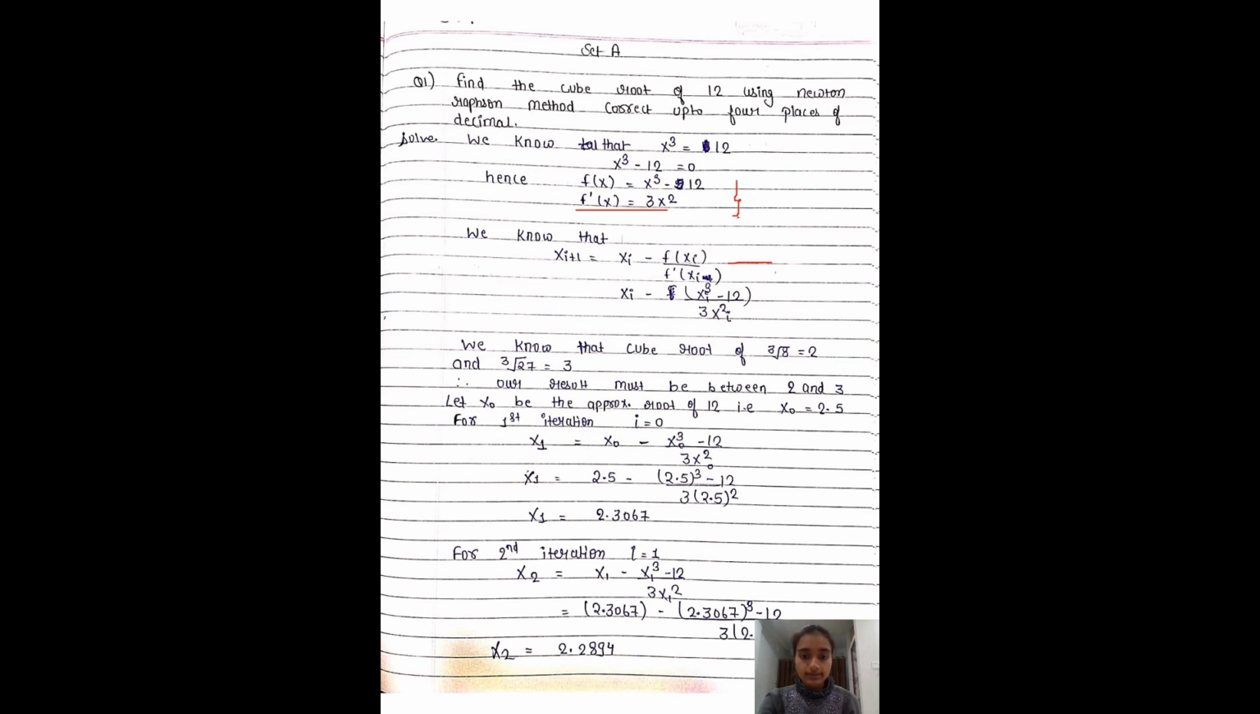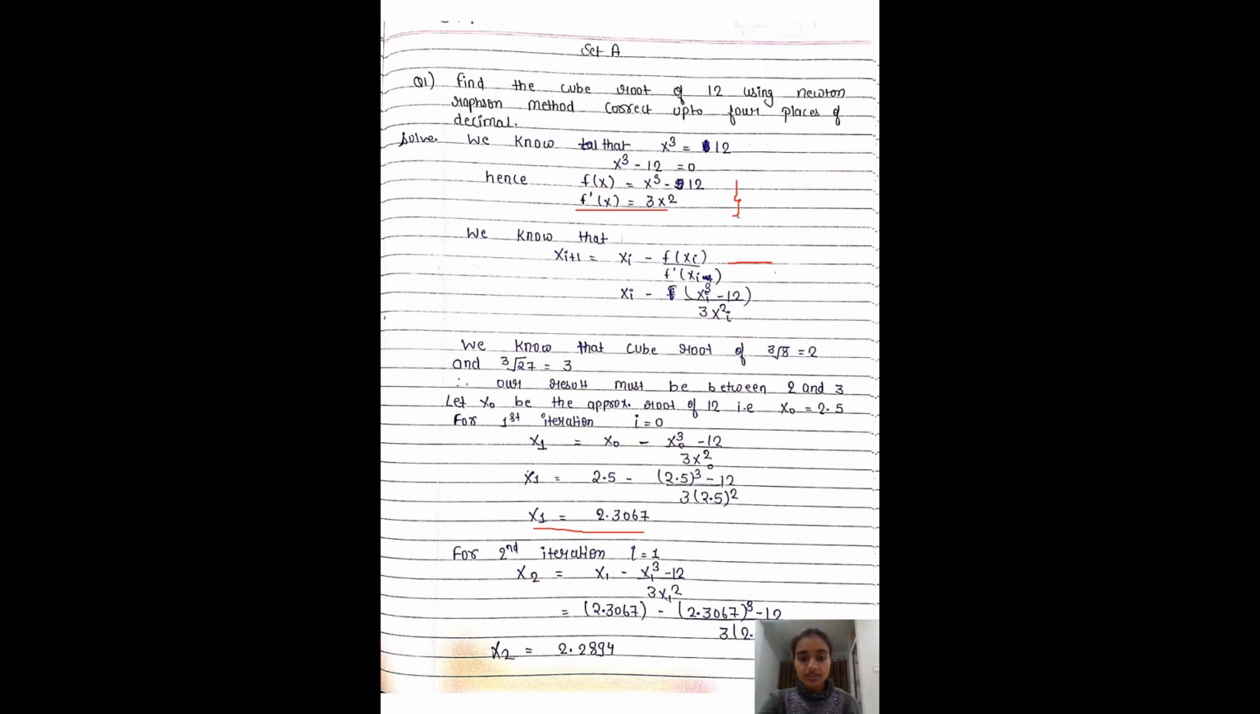x1 is equal to x0 minus (x0 cube minus 12) divided by 3 x0 square. We put the value of x0. Then we get x1 is equal to 2.5 minus (2.5 cube minus 12) divided by 3 into 2.5 square. Then we will get x1 is 2.3067. This is our first iteration.